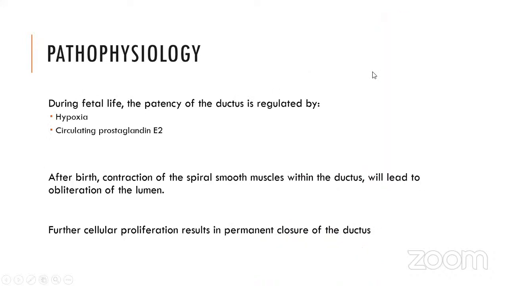Now, during fetal life, the patency of the ductus is regulated by two things. The first is hypoxia, and second, circulating prostaglandin. The prostaglandin in particular is secreted by the placenta. So after birth, with the contraction of the spiral muscles that are within the ductus, this will lead to obliteration of the lumen. And also another thing, with the cessation of the circulating prostaglandin, as the baby is separated from the placenta, and with the accompanied increase in oxygen saturation, this all leads to obliteration of the lumen. Now, all of this process usually takes place within 24 hours after birth. And further cellular proliferation, which usually results in permanent closure of the ductus, usually takes from 2 to 3 weeks.